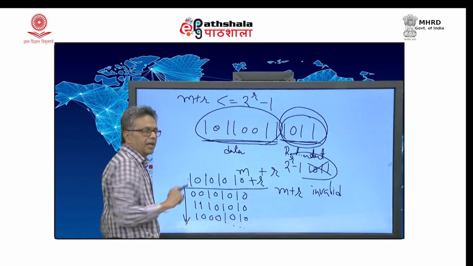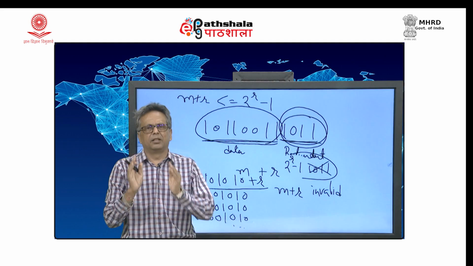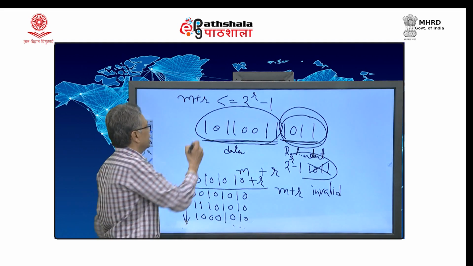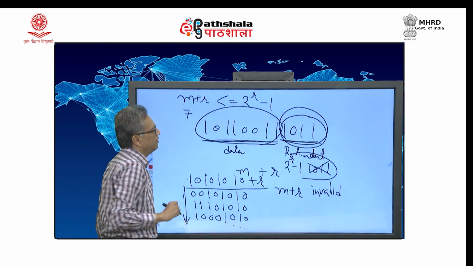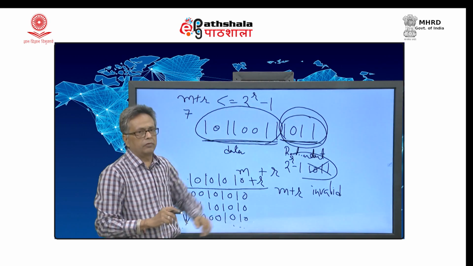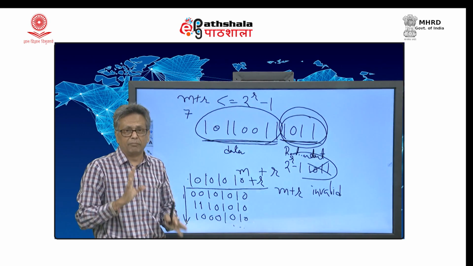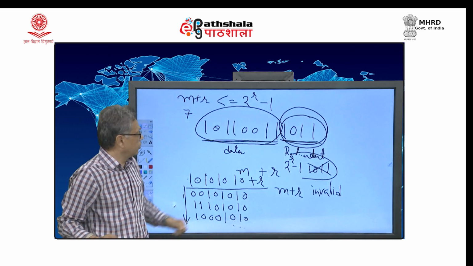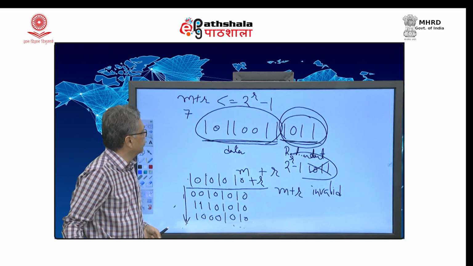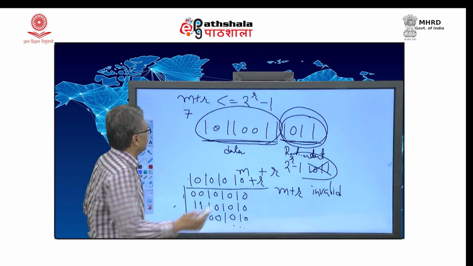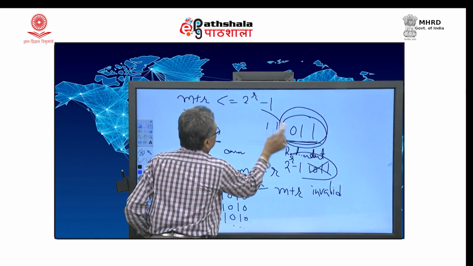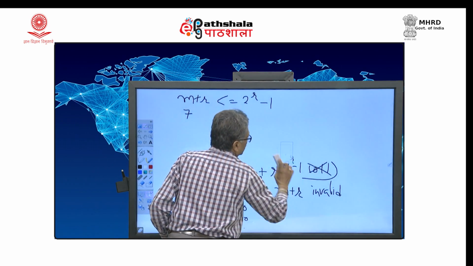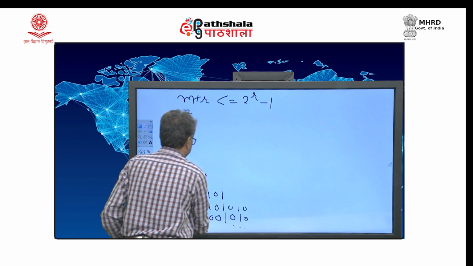Suppose I say that I am sending an ASCII number. An ASCII number has 7 bits. So, for a 7-bit ASCII value, what I want is the value of r, the minimum value of r I want. Suppose I take the value of r as 3, what is the outcome? Let us try to see.